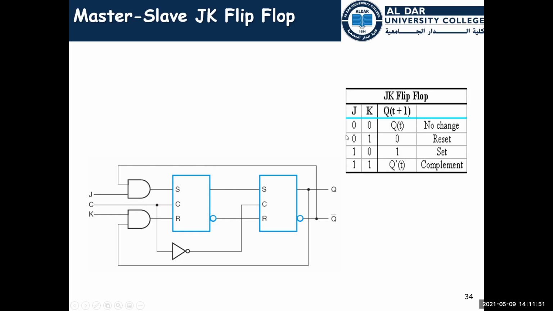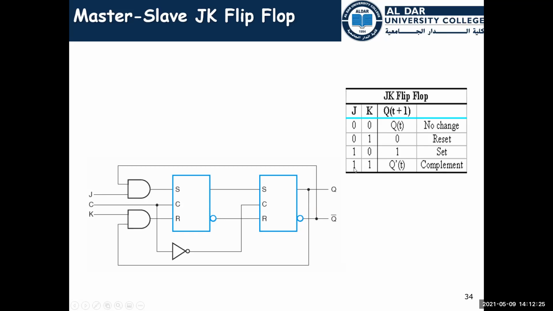And this is the characteristic table of it. We have J and K. If we have an input 0 for J and input 0 for K, there is no change to the previous state. The input 0 and 1 means reset. So K is resetting the entire flip-flop. And 1 0 means set. Set means put the output to be 1, or the next state to be 1.